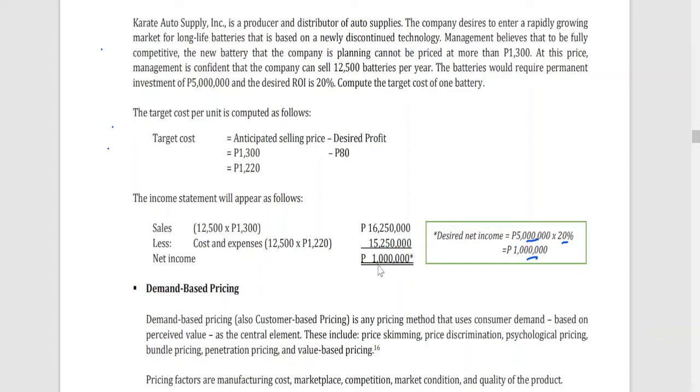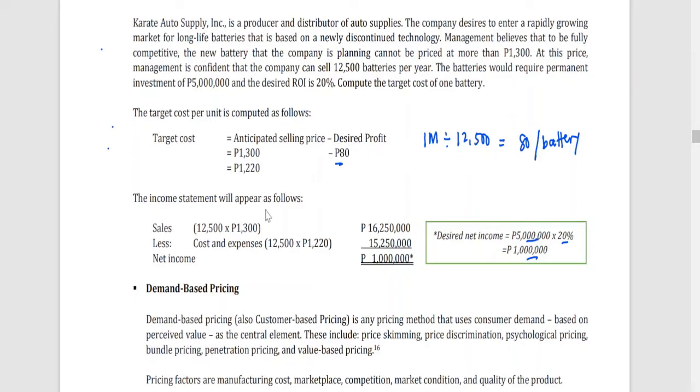So if our total net income for the batteries is 1 million, how much would be the income per battery? So 1 million pesos divided by 12,500 batteries. That would be 80 pesos per battery. Okay, so therefore you have 80 pesos here. So your cost therefore should be within 1,220 per battery in order to meet our desired ROI and our desired profit.